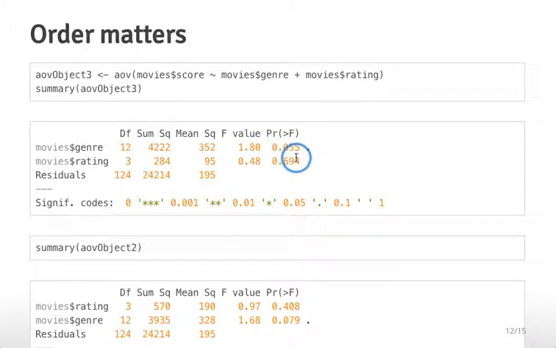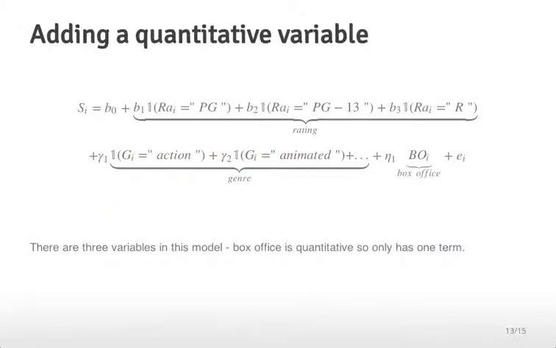So the order matters, particularly if you have what's called an unbalanced design. In other words, if the levels of the genre variable aren't exactly distributed evenly between the levels of the movie's rating variable, you will see differences in all of the statistics. And so you have to have some care in interpreting what percentage of variation you're explaining. Are you explaining percentage of variation not taking into account anything else, or percentage of variation already accounting for some other variables? You can also add quantitative variables to this ANOVA model.